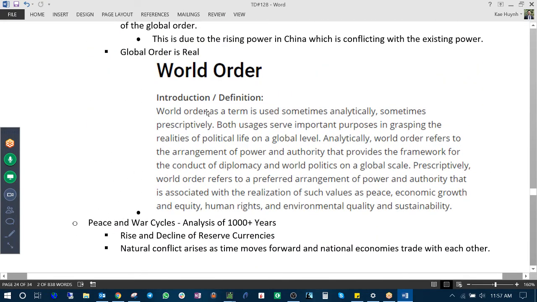World order as a term is used sometimes analytically, sometimes prescriptively. Both usages serve important purposes in grasping the realities of political life on a global level. Analytically, world order refers to the arrangement of power and authority that provides the framework for the conduct of diplomacy and world politics on a global scale. Prescriptively, world order refers to the preferred arrangement of power and authority that is associated with the realization of such values as peace, economic growth, and equity, human rights, and environmental quality and sustainability.